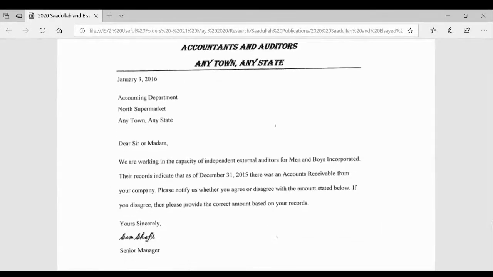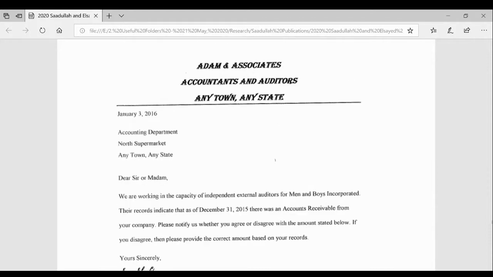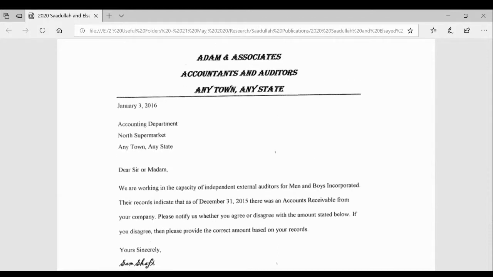Here is the letter. The letter is from your company. The name of your company is Adam and Associates. All right, so look at the date. It says January 3rd, right? So you're sending the letter on January 3rd. I will come back to the date in just a minute, why that date is important.